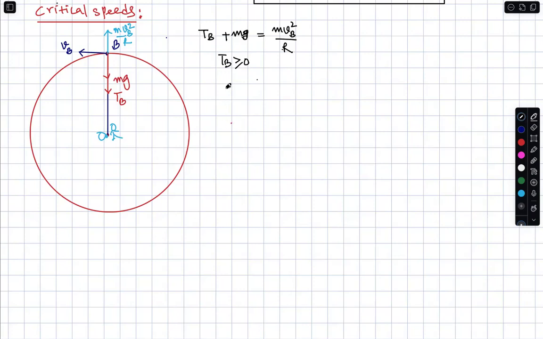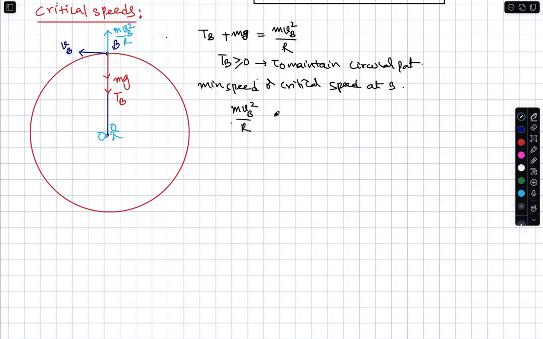TB greater than 0 to maintain the circular path. So therefore the minimum speed, or critical speed, at B is: mvB square by r is mg, which implies vB is equal to root rg.